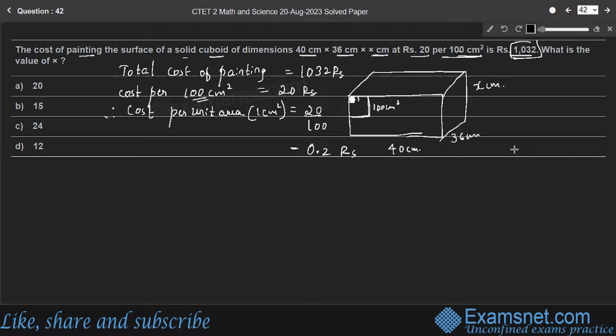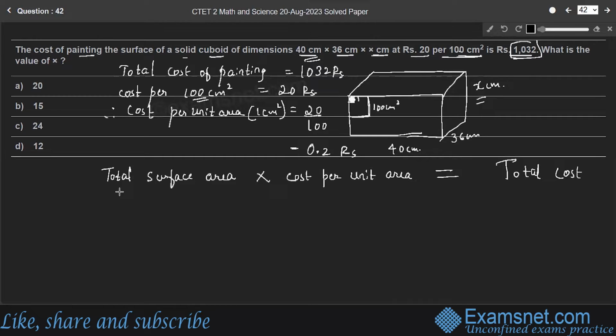So here the question is, what is the value of x? Height of the cuboid is x centimeter. We have to find it. For that, we'll consider total cost of painting, which is total surface area of the cuboid into cost per unit area. Per unit area, it takes 0.2 rupees, therefore for total surface area, what is the amount? So what is the total surface area of the cuboid?